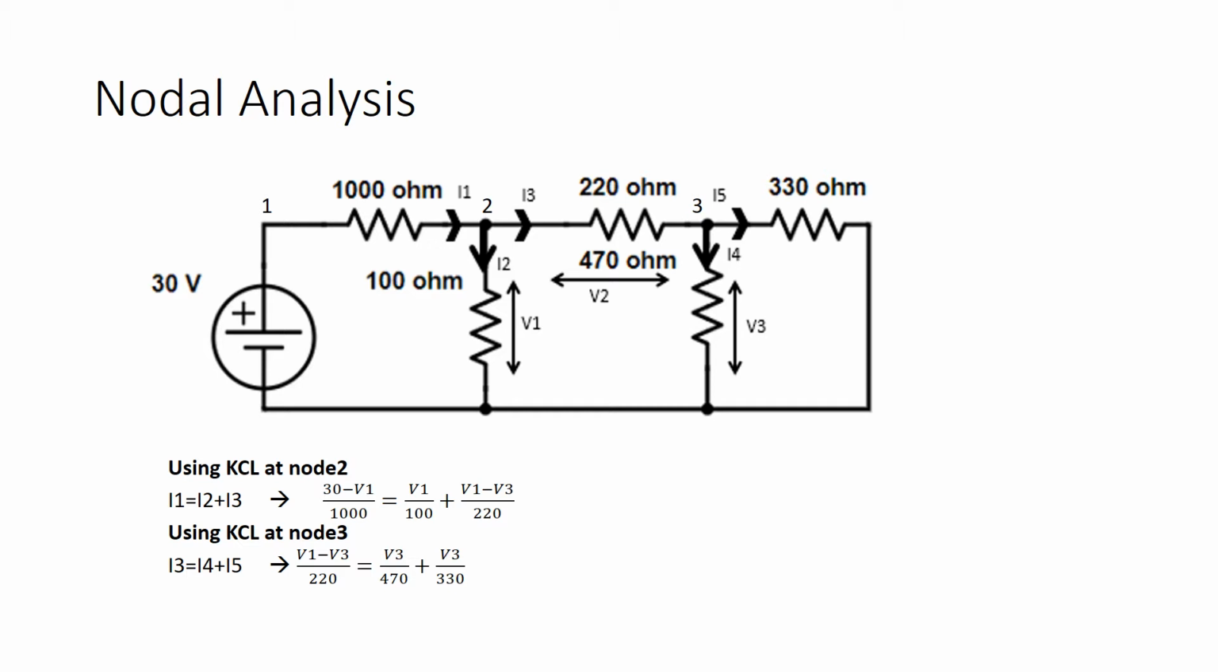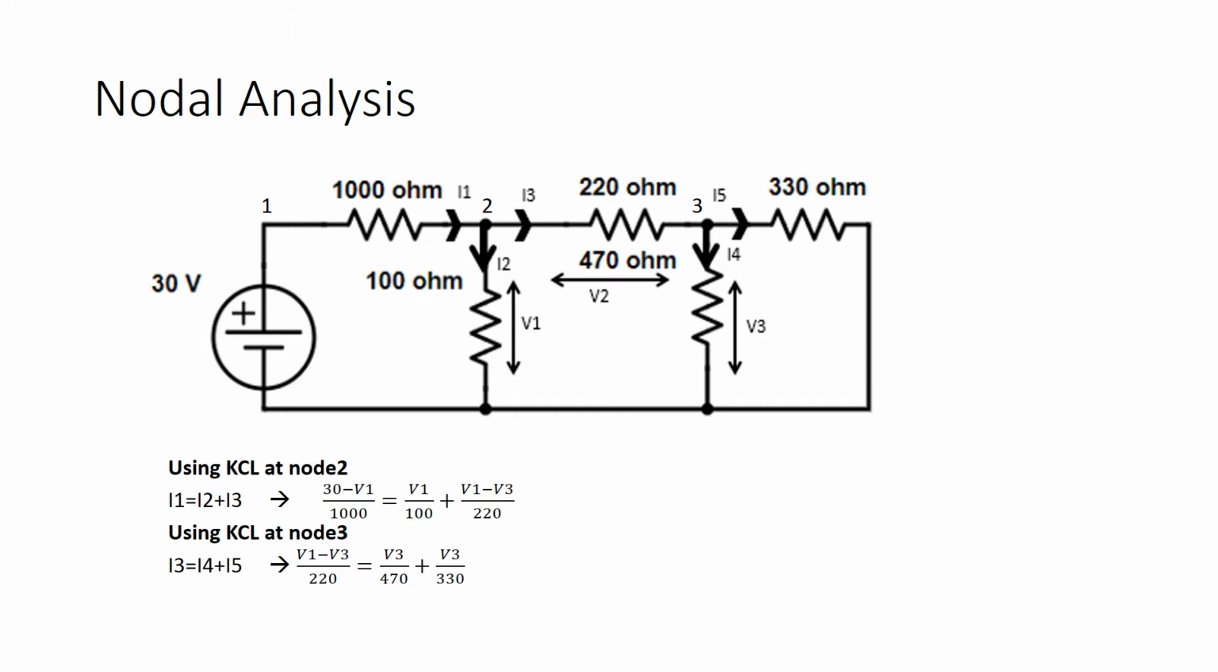What is the voltage of node 1? That is 30, we know. The node voltage of node 2 is V1, which we are going to find. So 30 minus V1. Same for I2: I2 is flowing through the 100 ohm. There we have only one voltage, that is the node 2 voltage. The other end is connected to the ground, so that will be 0. We can write it as V1 minus 0 by 100, or directly as V1 by 100.